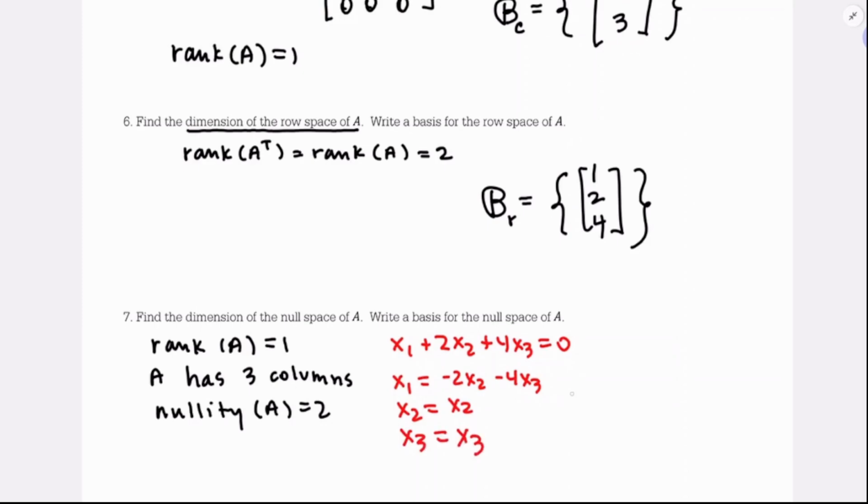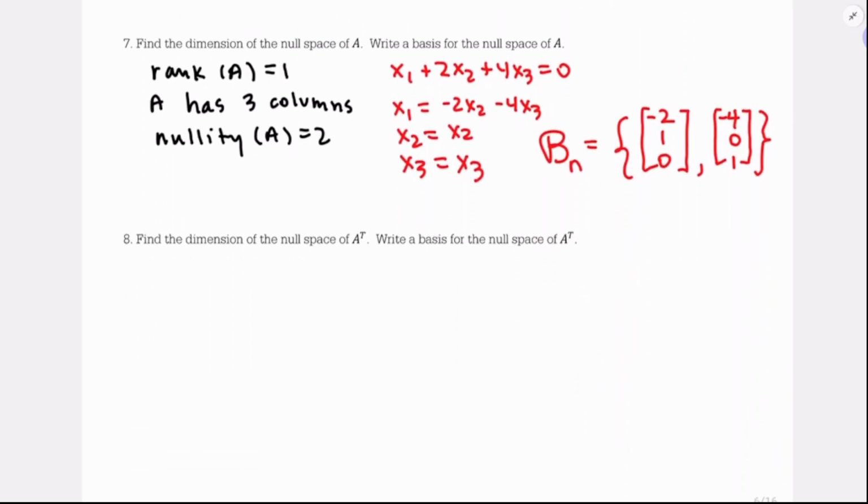Okay, so I would say that my basis for the null space is going to be, factoring out the x2, I would have -2, 1, and 0. Then factoring out the x3, I would have -4, 0, and 1. I kind of already did that process all the way through once in this video, so I can do it a little faster this time.